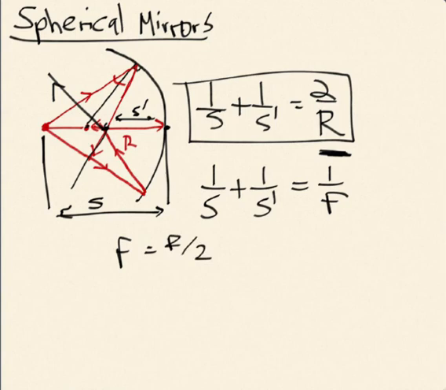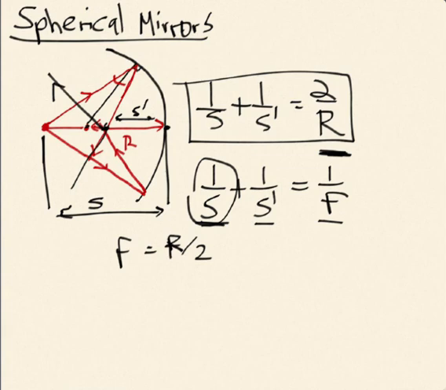Now, what do I mean by the focal length? The focal length is the location of an image of an object that's at infinity. And that you can see here. If I put in S equals infinity, then 1 over S goes to 0, and you get that the image is located at the focal length, or a focal length away from the mirror.